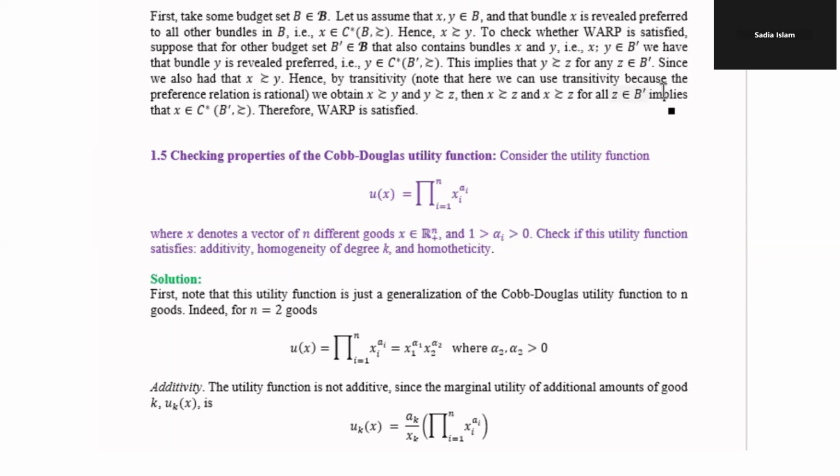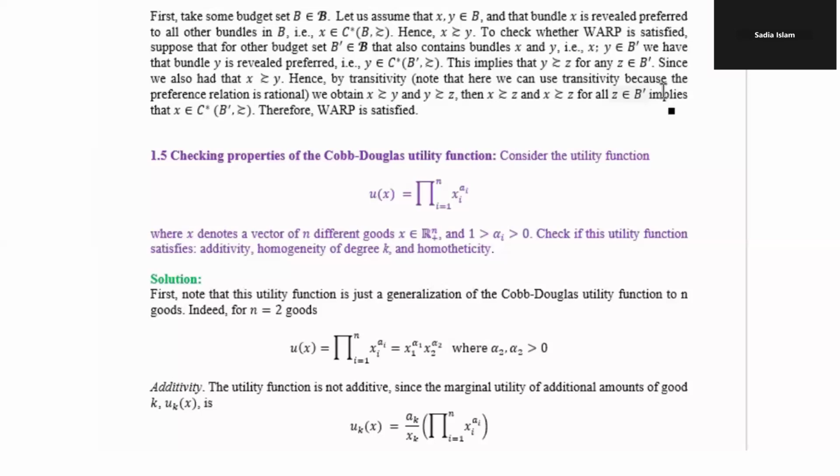Checking properties of the Cobb-Douglas utility function. Consider the utility function u of x, capital pi, xi to the power ai. So, here this is the Cobb-Douglas utility function where we have to check the properties of this utility function. Basically, the properties of the utility functions are like additivity, homogeneity of degree k, and homotheticity. And now we will check for this specific utility function.